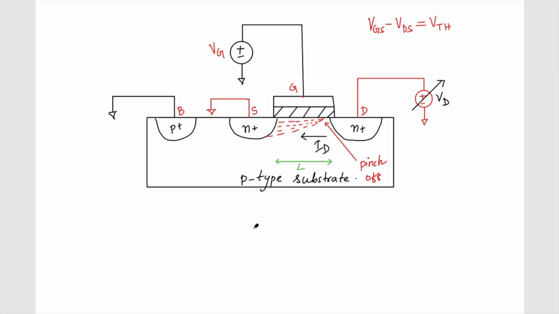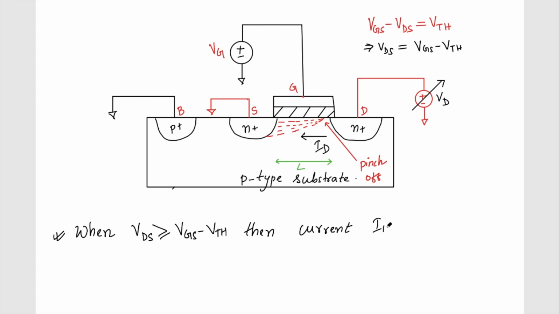Before we discuss further, let's note it down. If I rearrange it, VDS is equal to VGS minus VTH. This is the boundary condition where the channel at this point has ended. That means if my VDS is greater than VGS minus VTH, this tapering is going to happen.